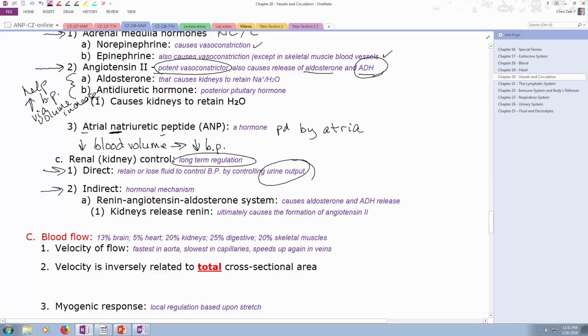So this is very important too, because also we can control blood flow to our kidneys. And when we decrease blood flow, we will definitely decrease urine output.